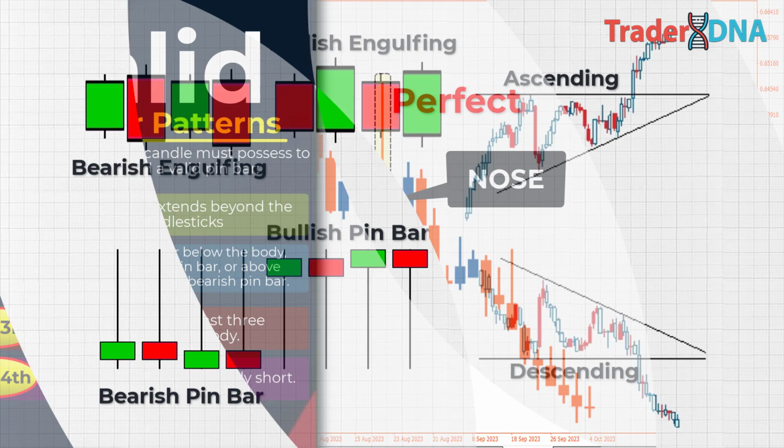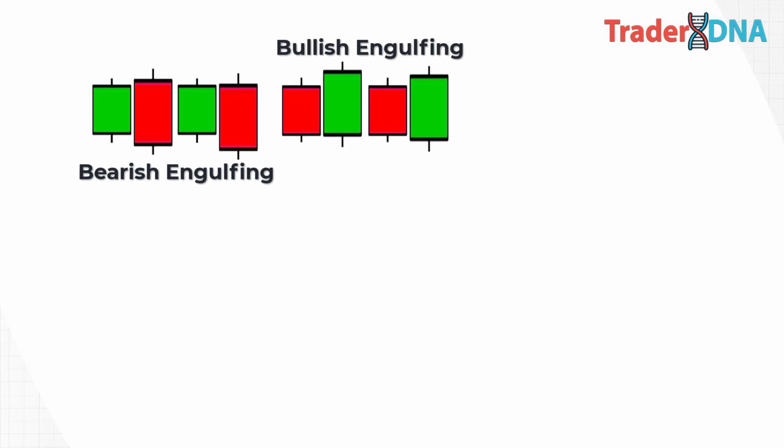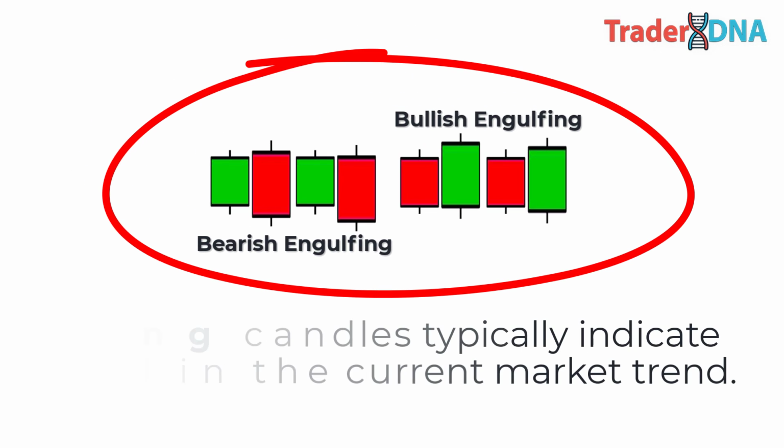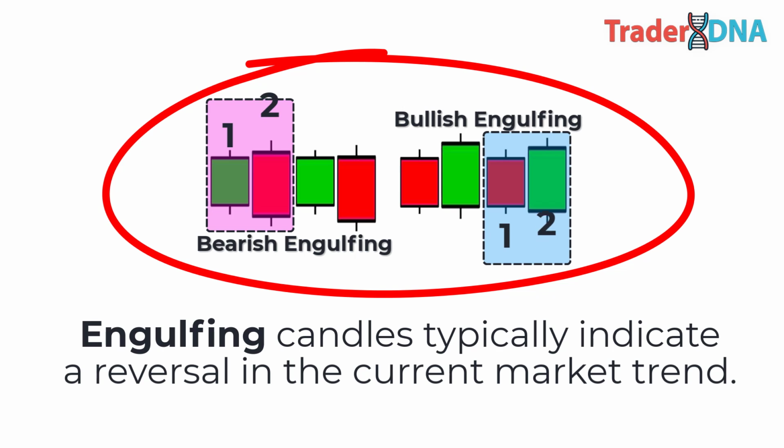Next, we'll discuss the second best candlestick pattern. The engulfing pattern. So, what exactly is the engulfing pattern? Engulfing candles typically indicate a reversal in the current market trend. This pattern involves 2 candles, with the second candle completely engulfing the entire body of the first candle.